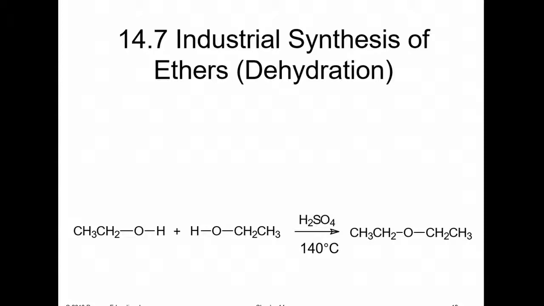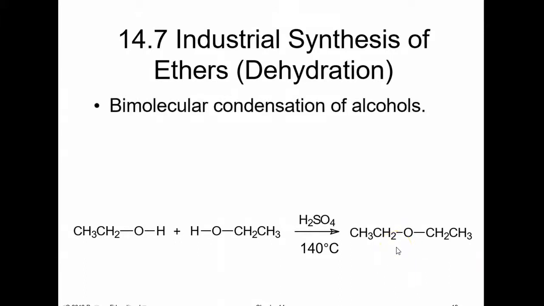All right, ethers in industry. So in industry, they do not use mercury. They're going to try to find the cheapest, quickest, easiest route to do a reaction. So to make ethers on an industrial scale, big scale, they do a dehydration. They basically take two alcohols and heat it up in the presence of acid, and you basically form an ether. All right, it's what's called a bimolecular condensation.